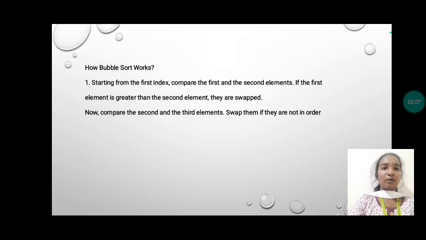Now how bubble sort works. Starting from the first index, compare the first and the second elements. If the first element is greater than the second element, they are swapped. Now compare the second and the third elements, and swap them if they are not in order.